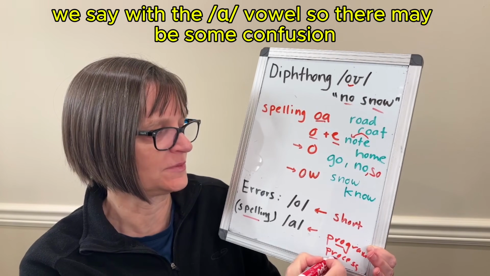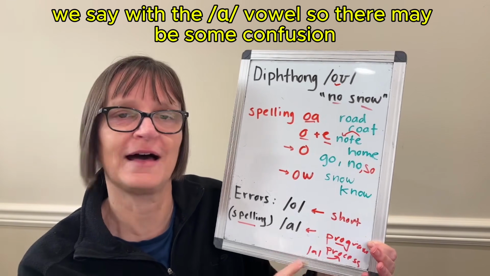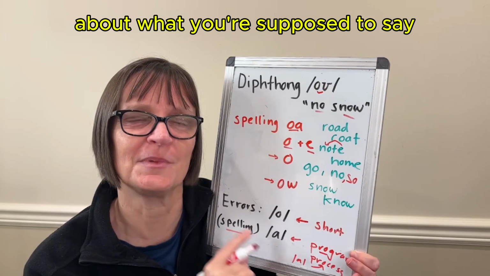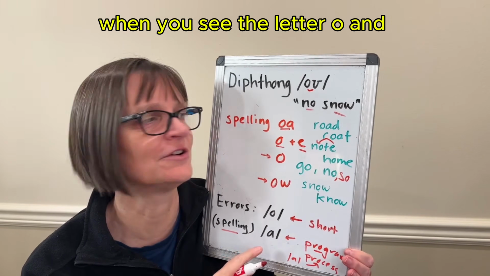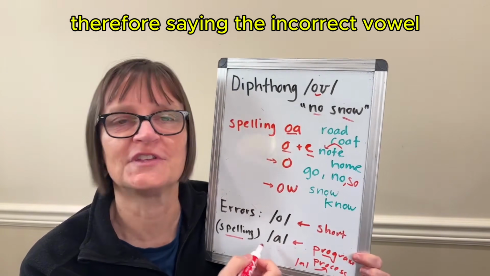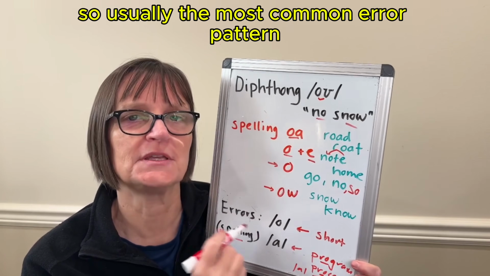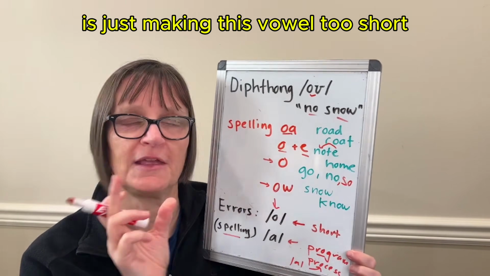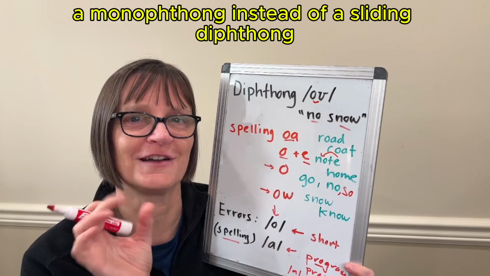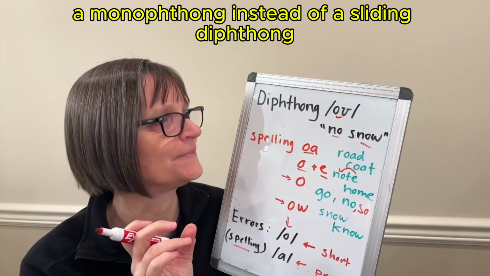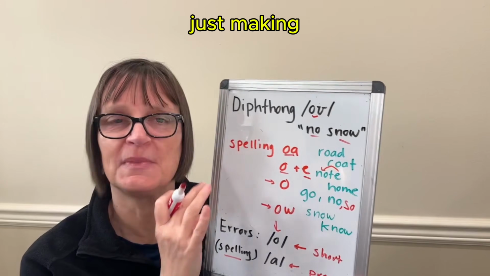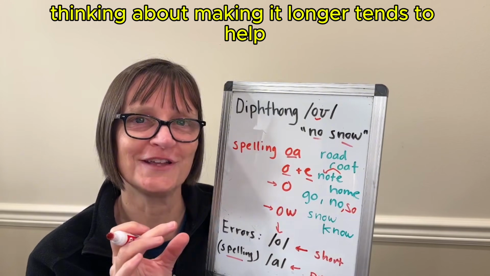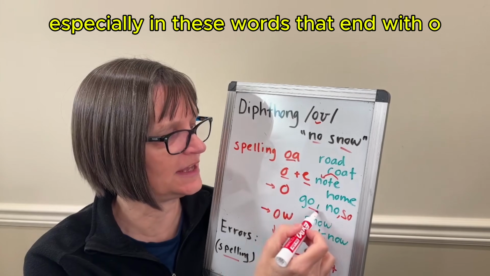Which in American English we say with the ah vowel. So there may be some confusion about what you're supposed to say when you see the letter O, and therefore saying the incorrect vowel. Usually the most common error pattern is just making this vowel too short, a monophthong, instead of a sliding diphthong.